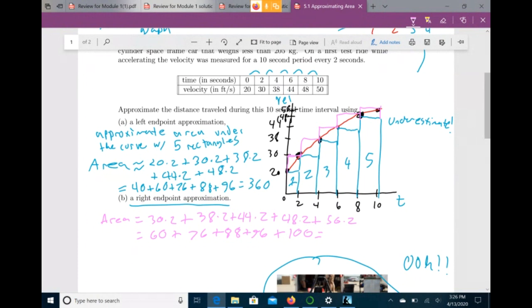Okay, it is indeed 420. 360, no scope. All right. So is this an overestimate or an underestimate? Okay, good, it's an overestimate, right? And you can tell really just by looking at the picture. All right, so this is an overestimate.